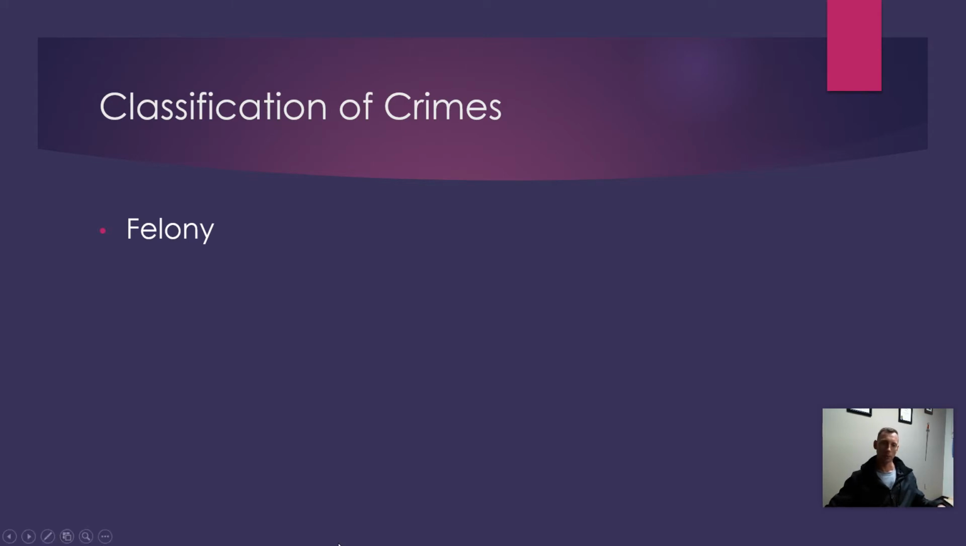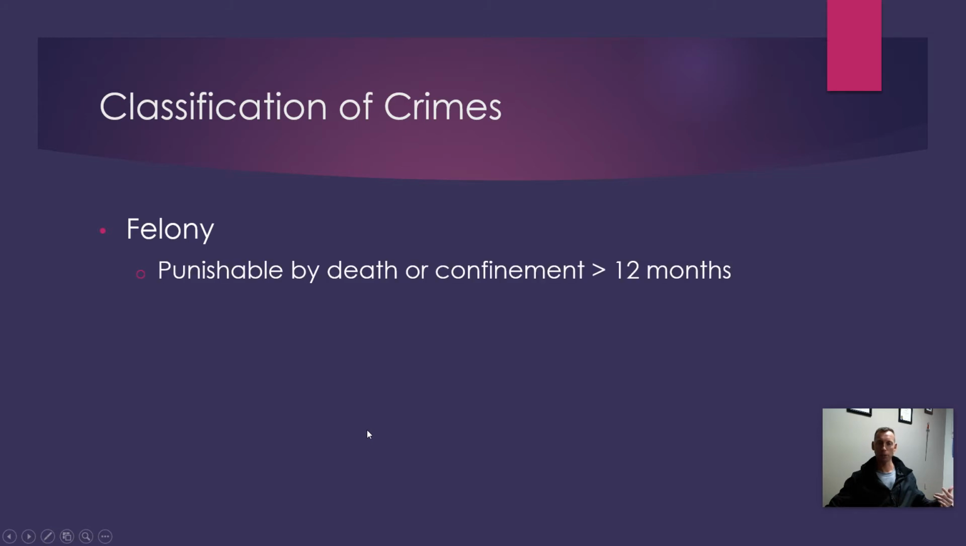So felony right here basically is any crime that is punishable with death or confinement greater than 12 months. And yes, there are states where you can have a felony and be fined, okay? But for right now, and that's usually over 1,000, but that varies all the time, so I'm not going to go into that. But the very basic aspect of a felony is that it's punishable all the way up to death, and all the way down to at least 12 months or at least 1 year of confinement, whether it be in prison or jail.